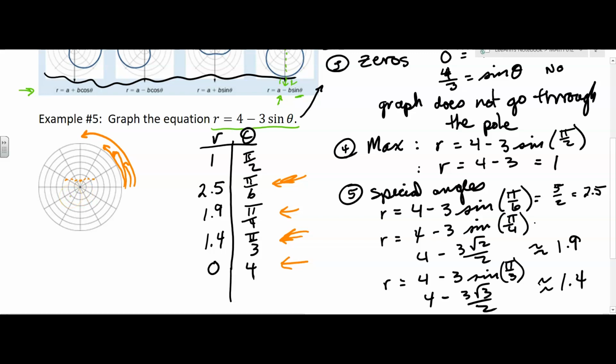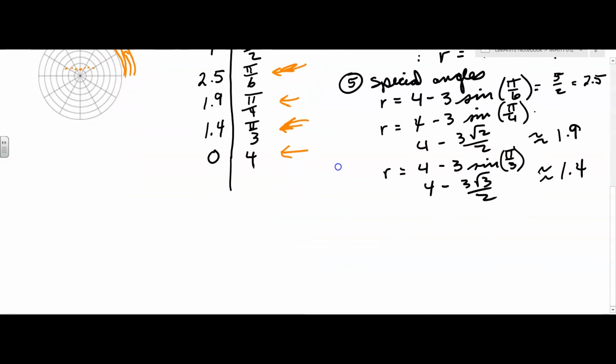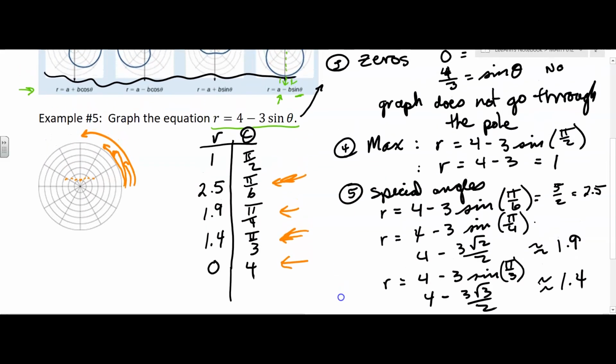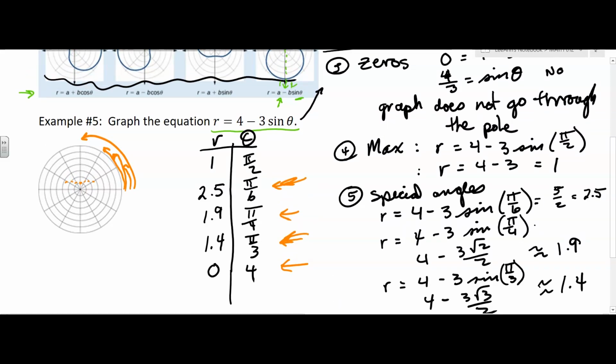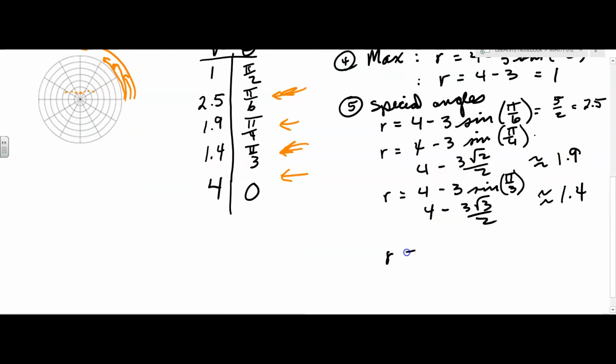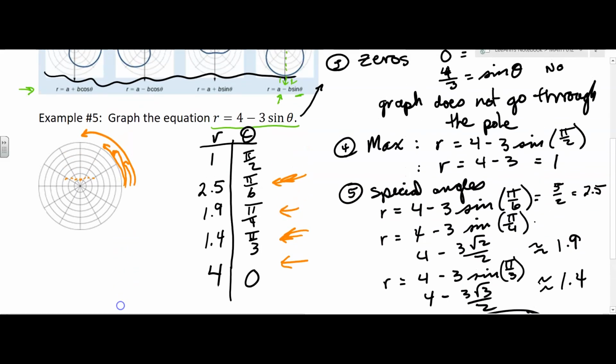I'm sorry, 0 is the, did I do that backwards? I think I did. I think I wrote it down backwards. Where did I write it? If I plug in 0 for theta, I get 4. So let me fix that. It was 0 for theta, and I get 4. How come I didn't write that down? Okay, well, I can put it over here. r equals 4 minus 3 sine 0. This is all going to be 0, so you're going to get 4. I think that's why I didn't write it down. Okay, that's what I get for not writing it down.